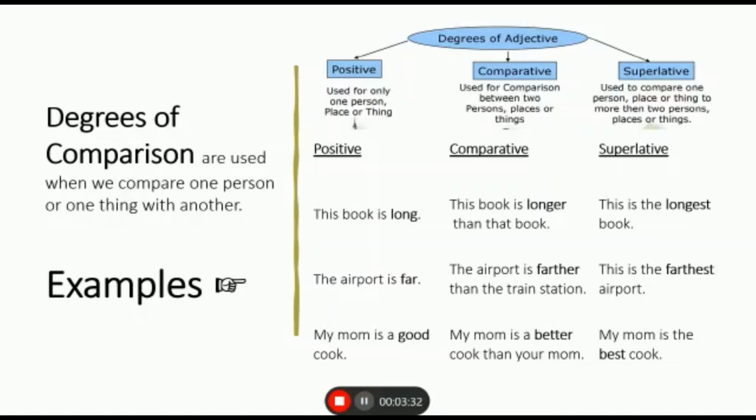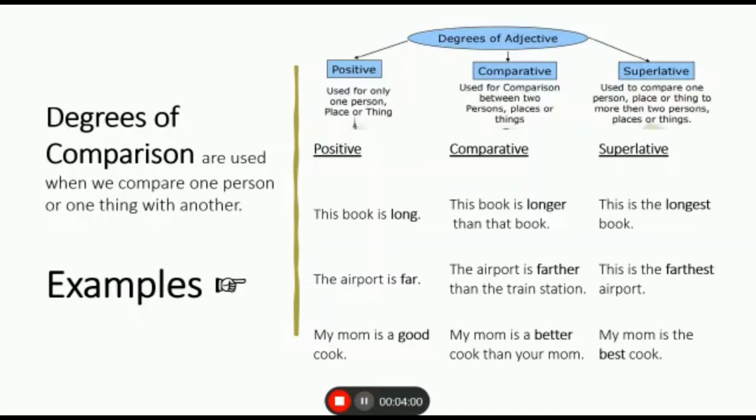Positive, this book is long. So I'm generally telling you that this book is long. In comparative, this book is longer than that book. Now I'm comparing one book with another book, so it becomes comparative. In comparative, after the adjective, the word 'than' will follow. So this becomes very easy to trace down the comparative degree. But this does not happen in all the cases.